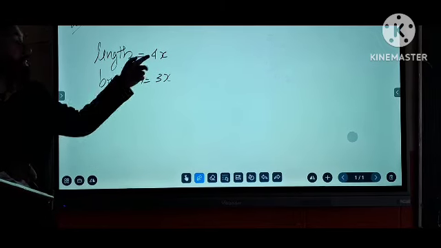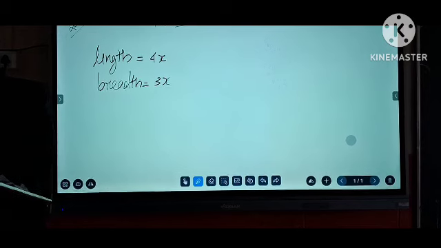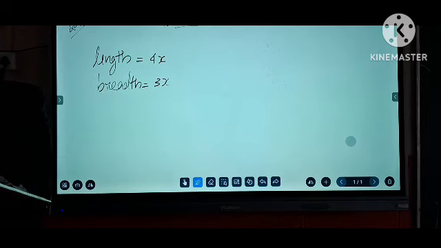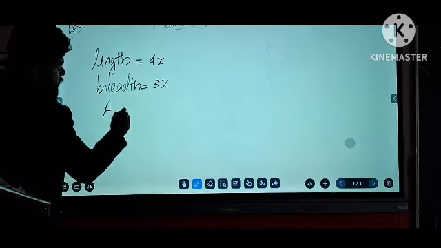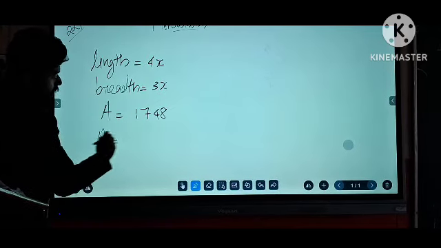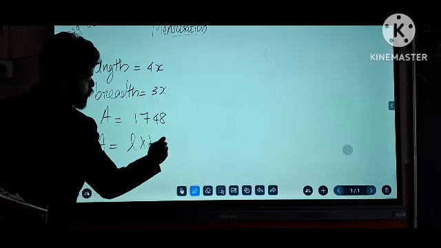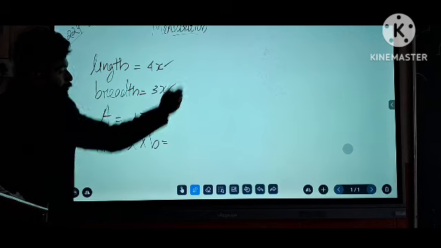So you can take length is equal to 4x and breadth is equal to 3x. Now it is given that area is 1748. So what is the equation for area? Area equal to length into breadth, right? A into B. So here L is here and we have the breadth.